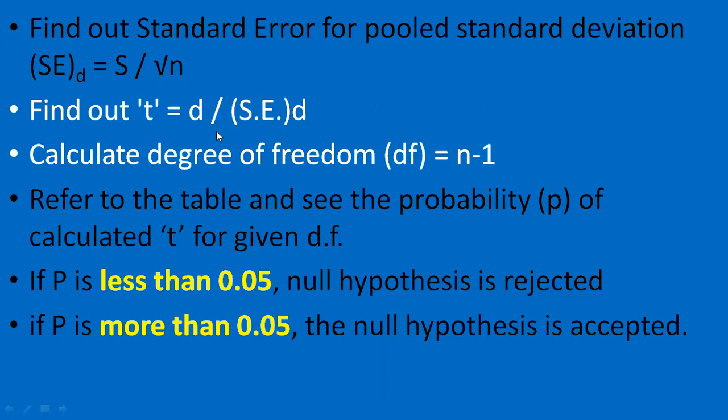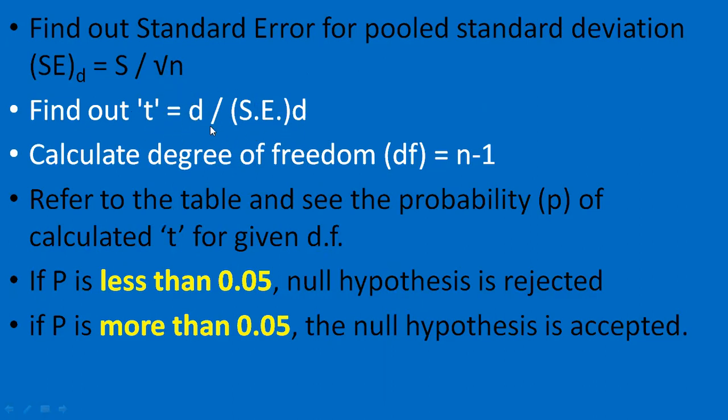First is the difference between two observations. Second, you have to calculate the mean of this difference. Third, you have to calculate the standard deviation. And fourth, you have to calculate the standard error. So the difference and standard error, these are the two things required for calculating T value.